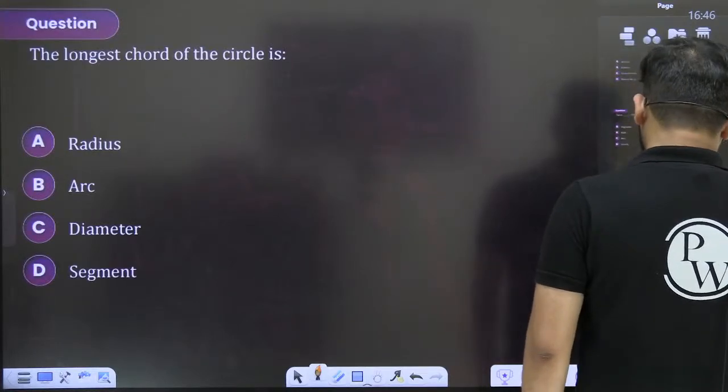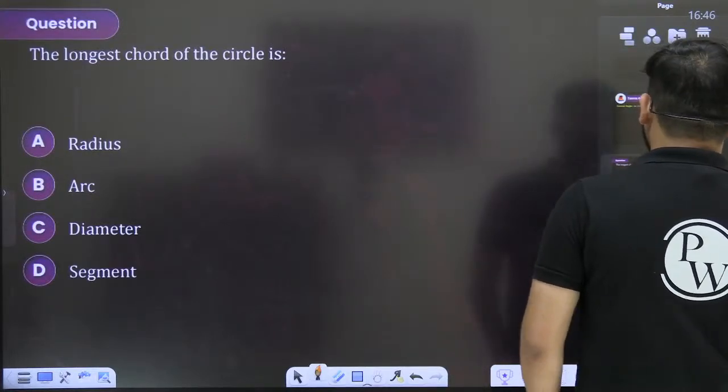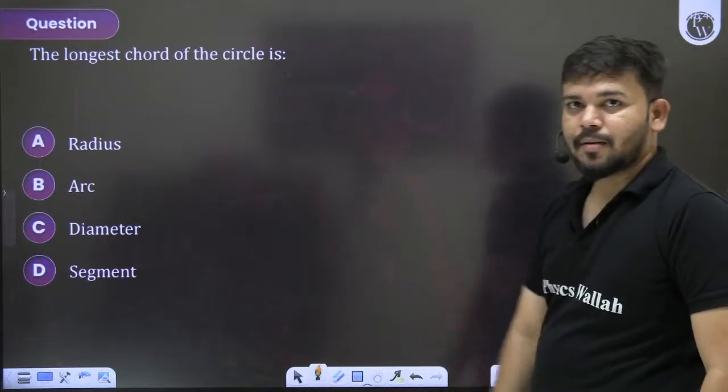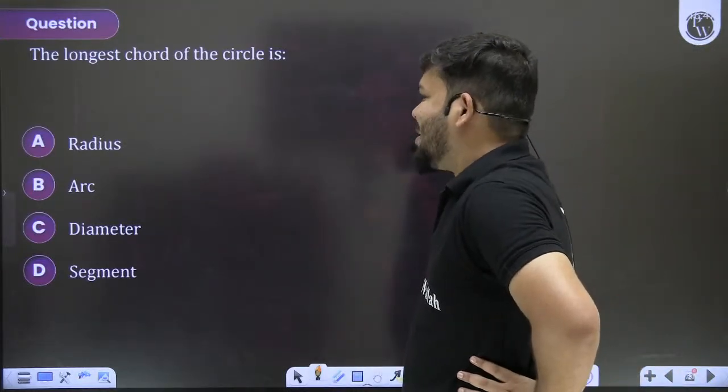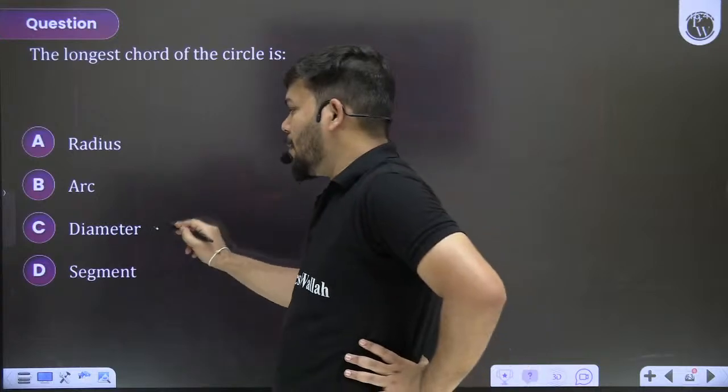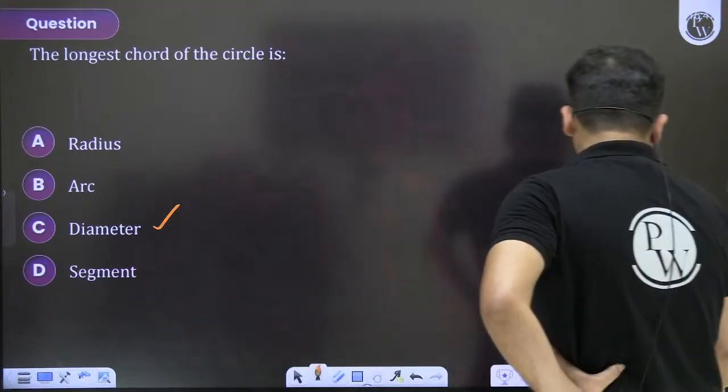Done. Okay. So there you can see the first question based on the circle. The longest chord of the circle is called a what? That will be the diameter. Right? Option C will be your correct answer.